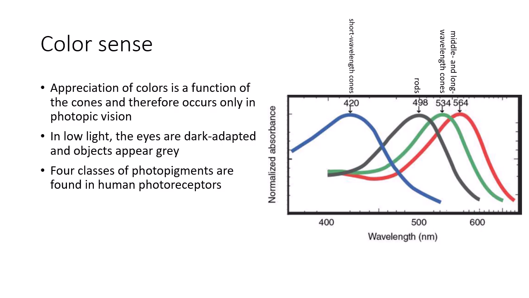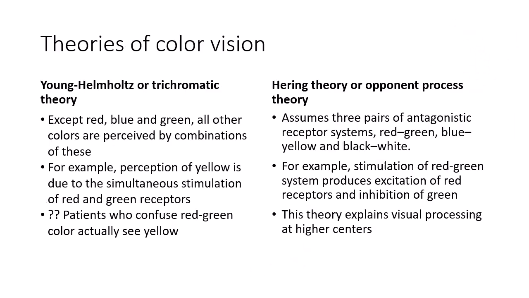The third is the color sense. Now, I showed you a wavelength spectra in the beginning where the rods and cones have different absorption spectra. So it's the same thing. Appreciation of colors is a function of the cones and therefore happens only in photopic vision. In low light, the eyes are dark adapted and the objects appear gray. And there are four classes of photopigments found in human photoreceptors: the short wavelength cones, that is the blue cones, the rods, and the medium and long wavelength cones, that is the green and red cones.